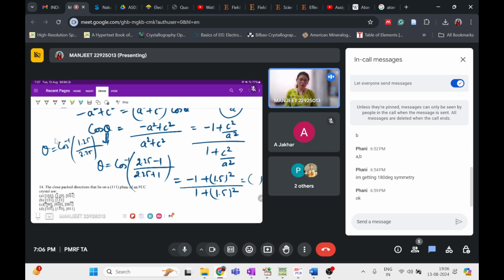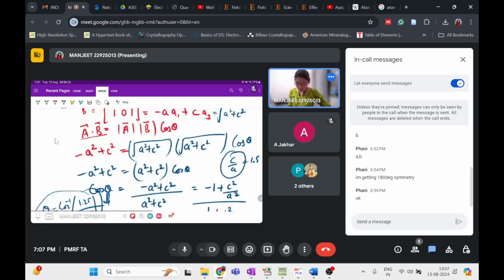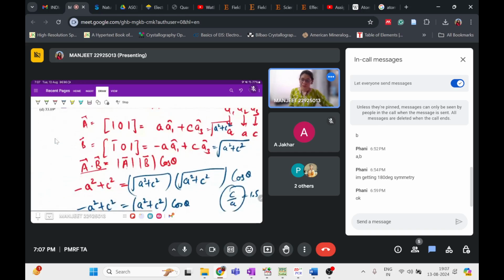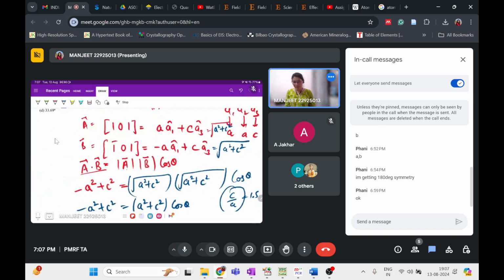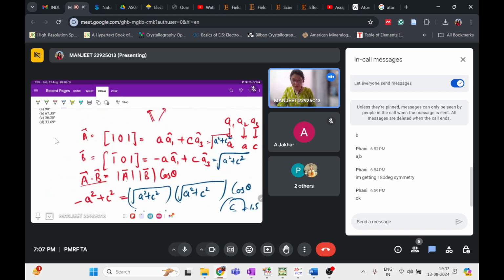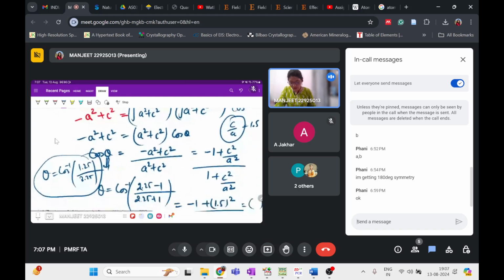So how much theta are you getting for this one if you solve this one? Just check it out. What value are you getting for this one? Which one? 90, 67, 56. Just do this calculation.